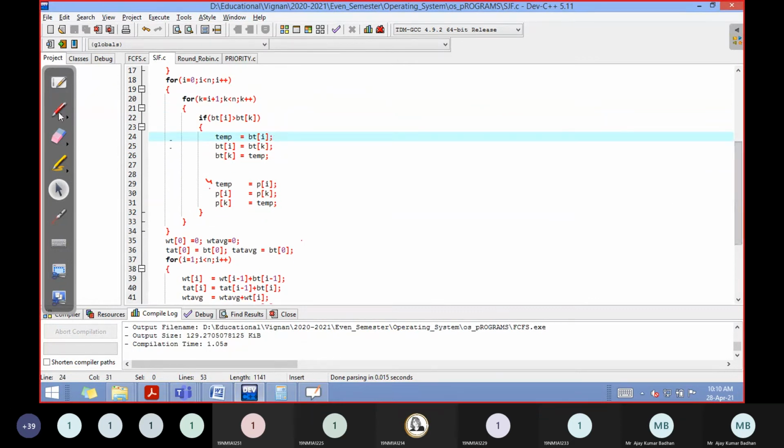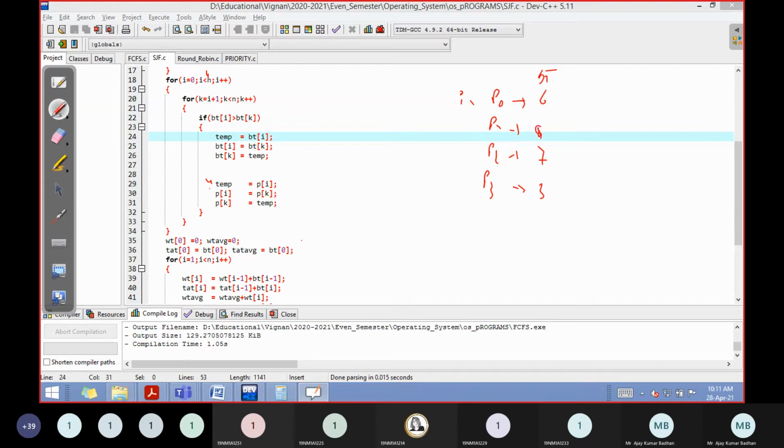Yeah, from here. So for i equal to 0, i less than n, i plus plus. I think you understood the value of n is 4. Now for k equal to i plus 1, we have to compare first. As I told you, we had P0, P1, P2, P3, right? And we have to compare first. So 6, 8, 7, 3 is the burst time. Now we need to compare these processes first and determine which one is the shortest.